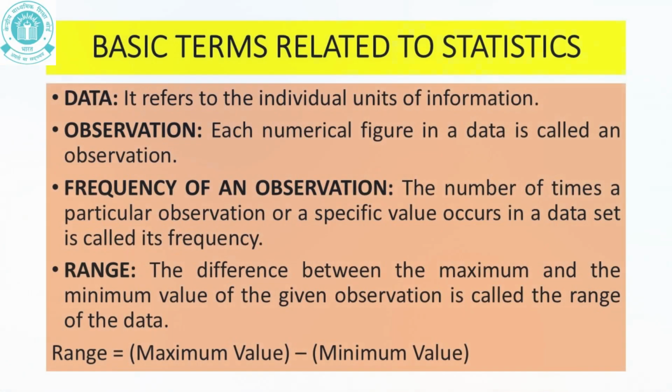After this, we will explain some basic terms related to statistics which they have studied earlier. Data. It refers to the individual units of information. Observation. Each numerical figure in the data is called an observation. Frequency of an observation. The number of times a particular observation or a specific value occurred in a data set is called its frequency. Range. The difference between the maximum and the minimum value of given observation is called range of the data. So, range equals maximum value minus minimum value.